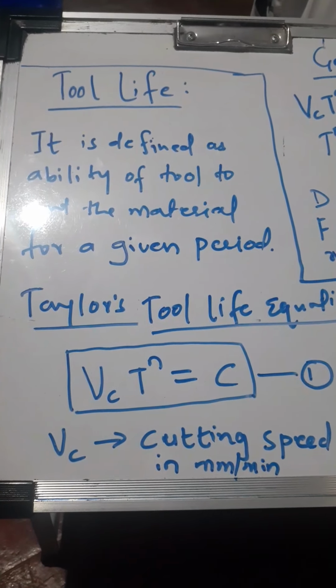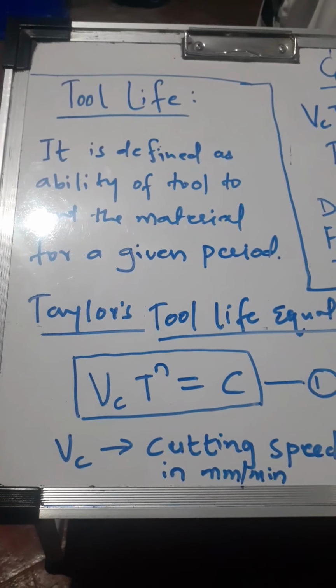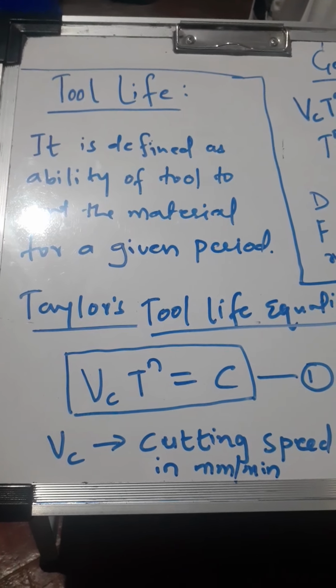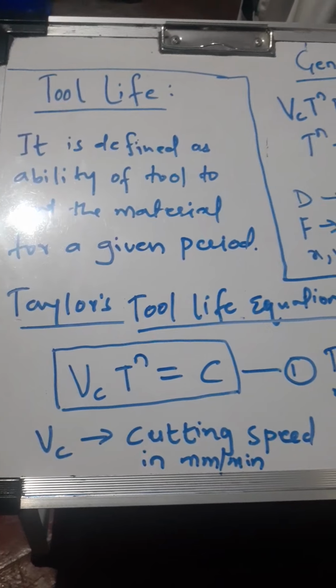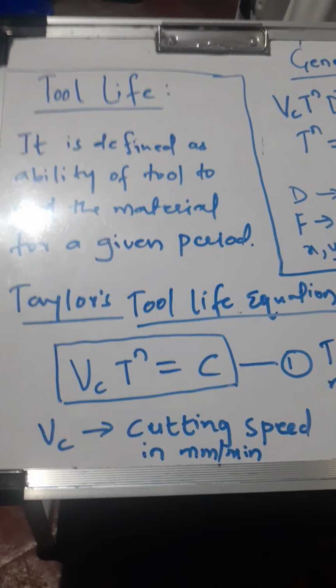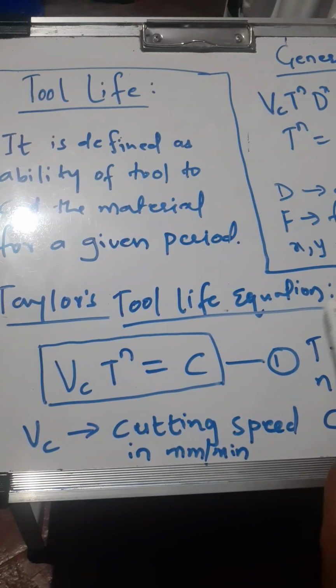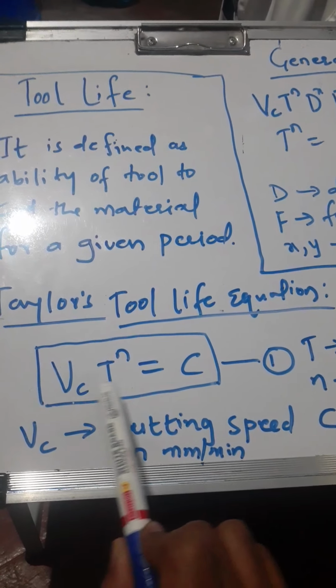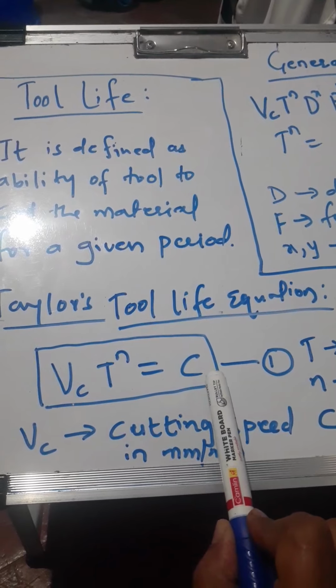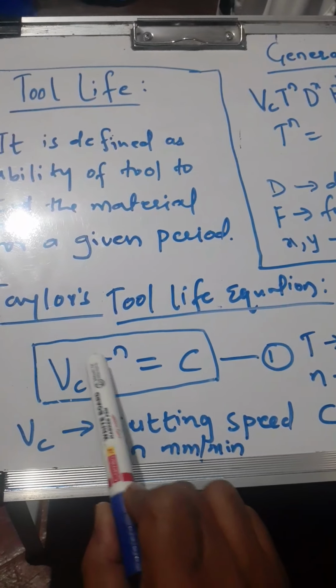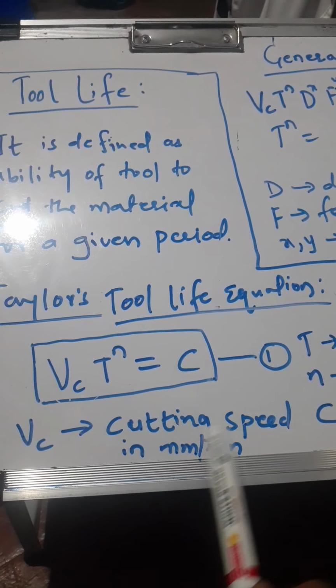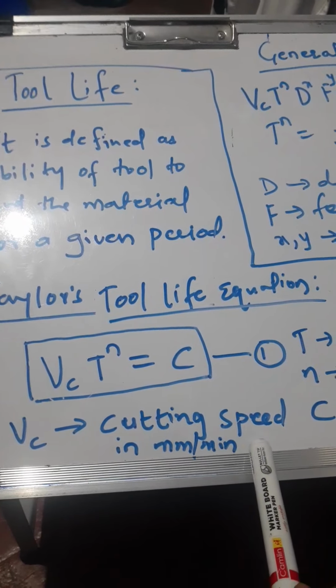In the year 1907, F.W. Taylor proposed one equation for defining the tool life, and that equation we are calling Taylor's tool life equation, and it is given by Vc T raised to n equals C. What does Vc stand for? Vc stands for the cutting speed, and it is measured in terms of mm per minute.